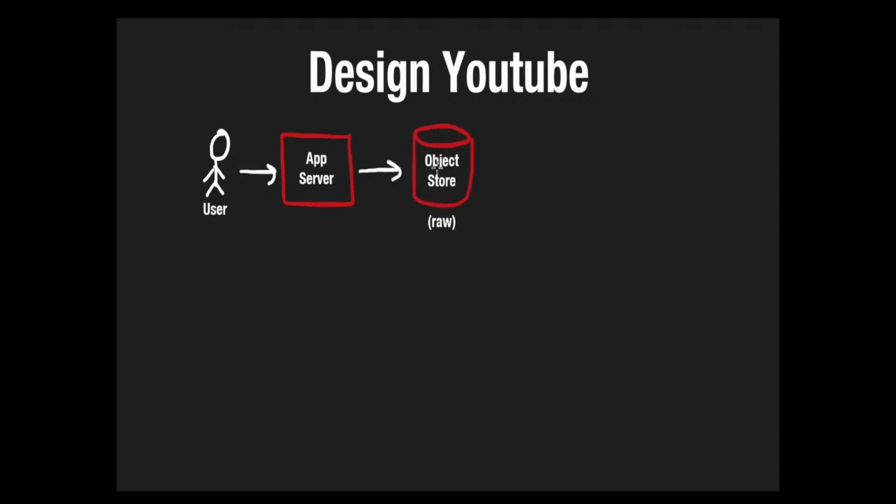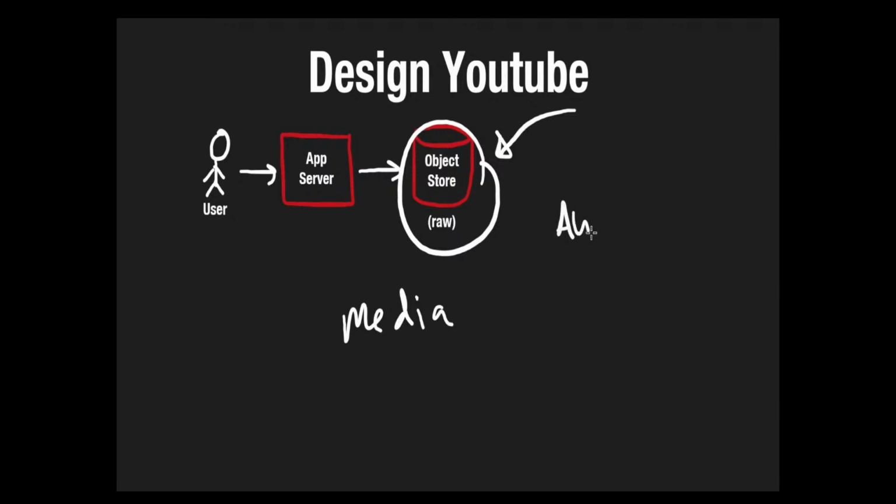And let's say that this is where we're going to store the raw files that the user uploads. Firstly, the reason we're using an object store is because that's a lot better for storing media and large files like videos. We probably don't need to store that in a relational database, for example. And also object storage, typically something like AWS S3 or Google Cloud Storage, handles that replication for us.